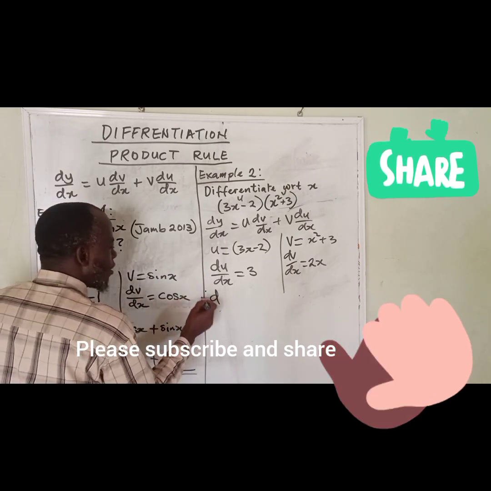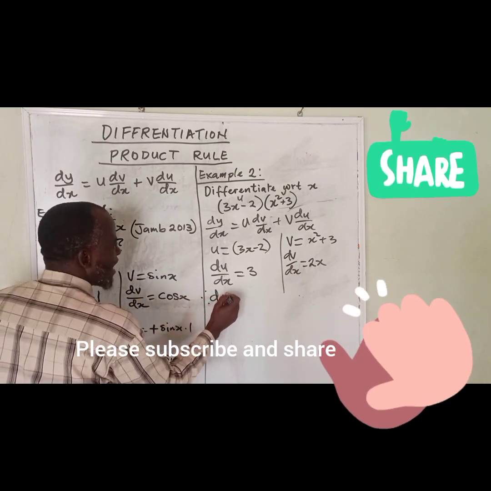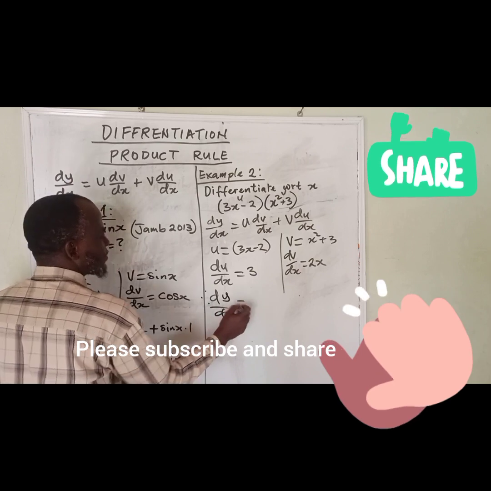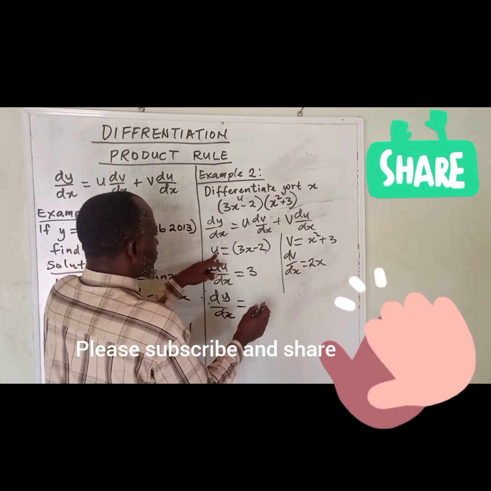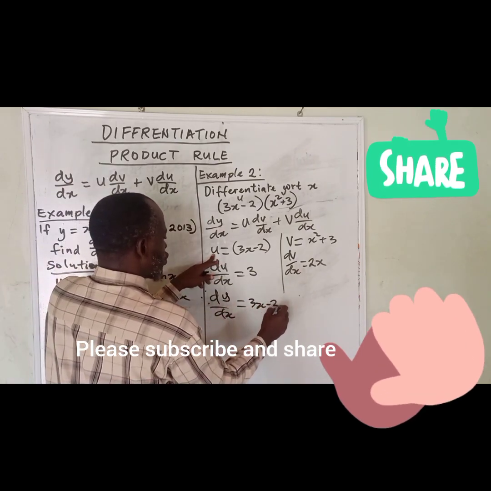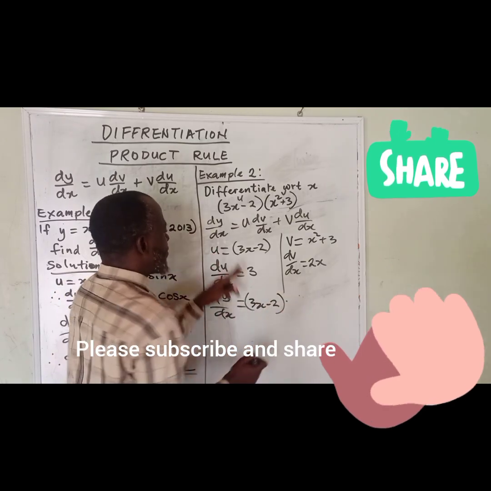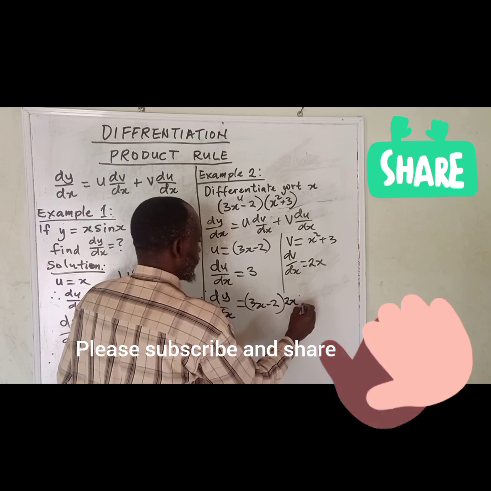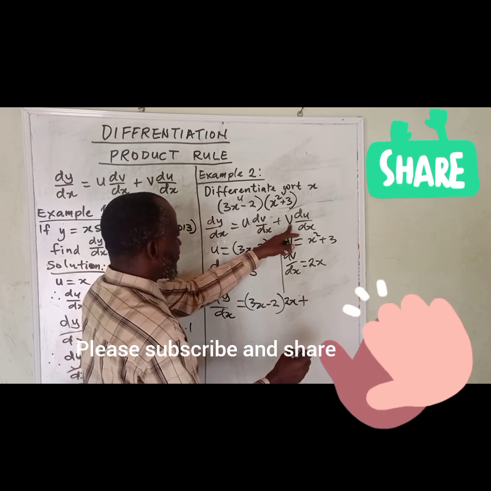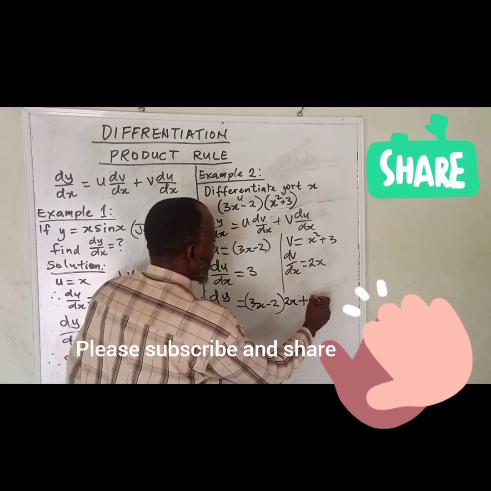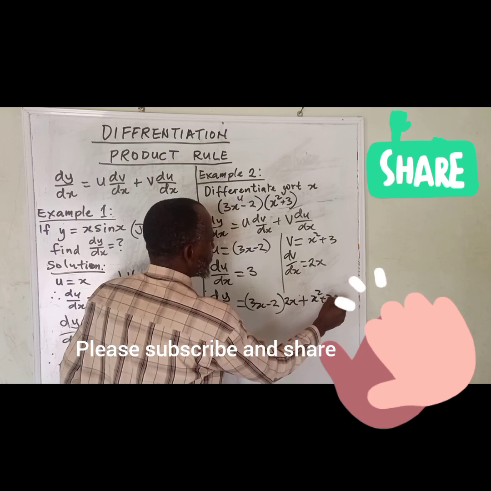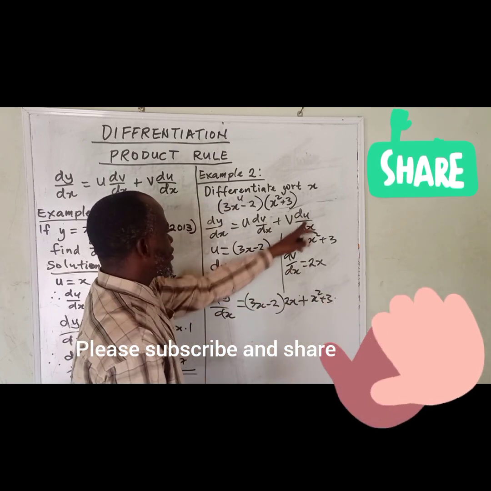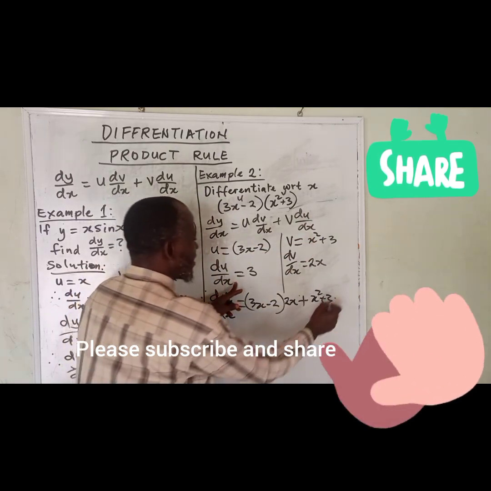So therefore, our dy/dx now becomes u, which is 3x minus 2, multiplied by dv/dx, which is 2x, plus v, our v is x squared plus 3, multiplied by du/dx, our du/dx is 3.